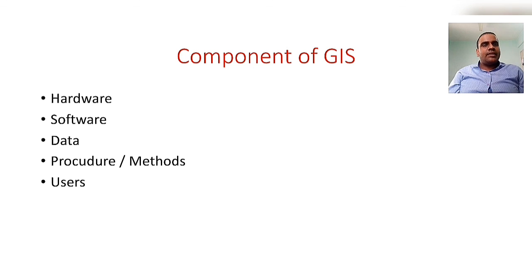Let us revise again: hardware, software, data, procedure or method, and users. These are the important elements of GIS, or you can say these are the components of GIS, without which the functioning of GIS is not possible.